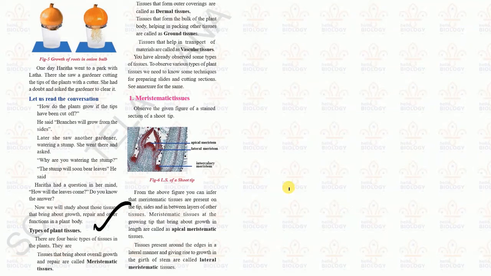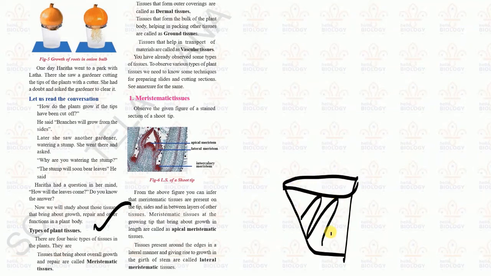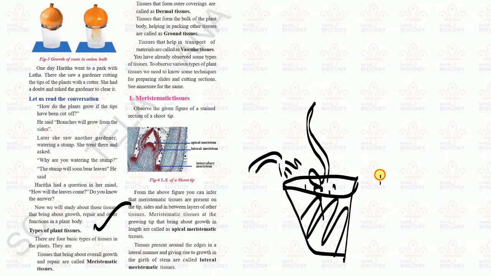Then what is the use of these tissues? For example, you have taken a small pot, filled it with soil, and kept seeds in it. After that you poured water, and after some days roots will grow from the seed and the plant will also grow. This growth is helped by one tissue, which is called meristematic tissue.